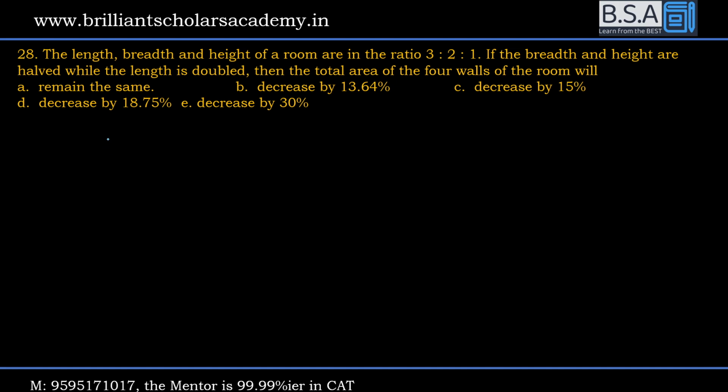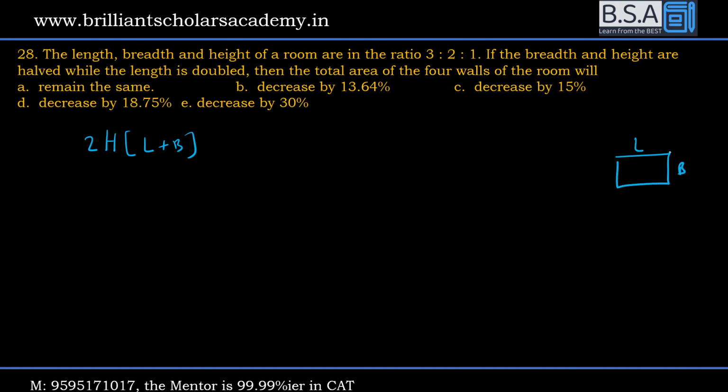The 4 walls will have an area equal to height multiplied by length plus breadth, twice. Is this correct? How do you calculate the area of a wall? See, if I look at the floor, it will have two dimensions: one is length and one is breadth.